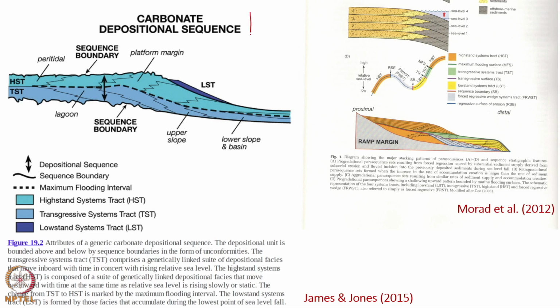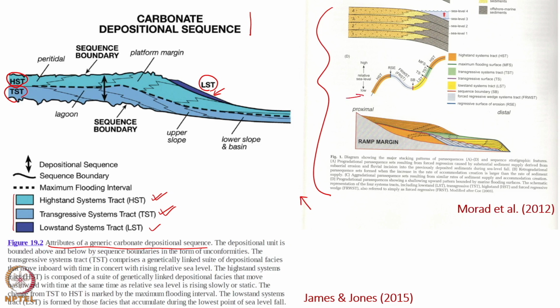Let us look at a carbonate depositional sequence, or the attributes of a general carbonate depositional sequence. On this side is the textbook diagram, and on this side the special situation with carbonates. Here the three units have been identified: highstand systems tract, transgressive systems tract, and lowstand systems tract, given by the different shades. This is the LST, lowstand systems tract. This is the highstand systems tract, and then below that is the TST, transgressive systems tract.